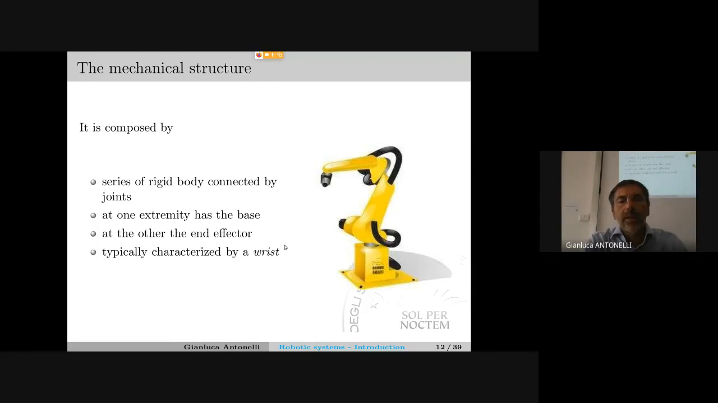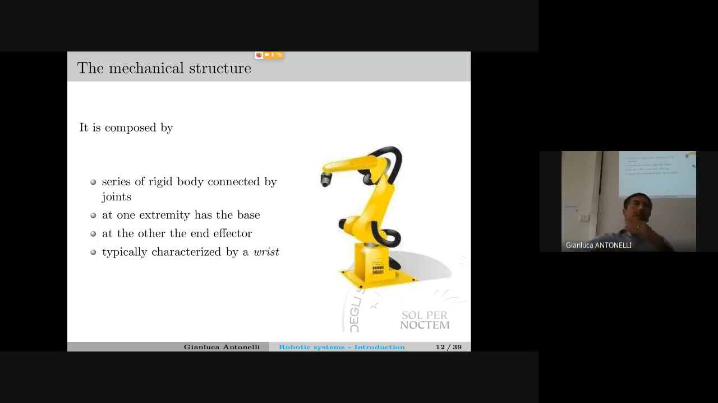Usually we have a wrist. What does it mean, a wrist? This is the wrist, okay? If you look at the human body, it is not very different from this robot or from this robot. Actually, it is the vice versa. So the robot copied the characteristics of the human body.